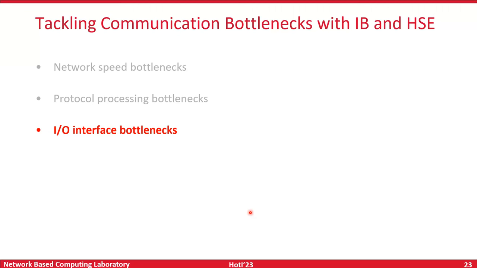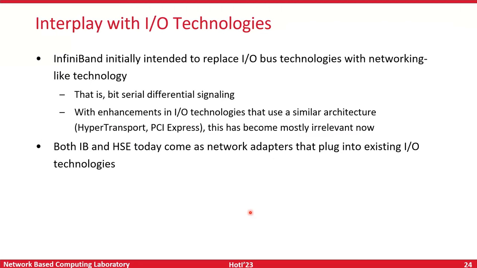And the third one, of course, is the IO interface bottleneck. If you remember InfiniBand, when it got introduced, it tried to handle networking and storage all together as a system. It was a system level thing they were trying to handle. So the original idea was that InfiniBand was intended to replace the IO bus technology, okay, with bit serial differential signaling and all.